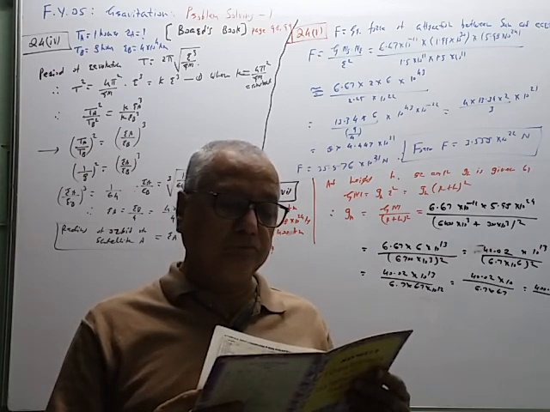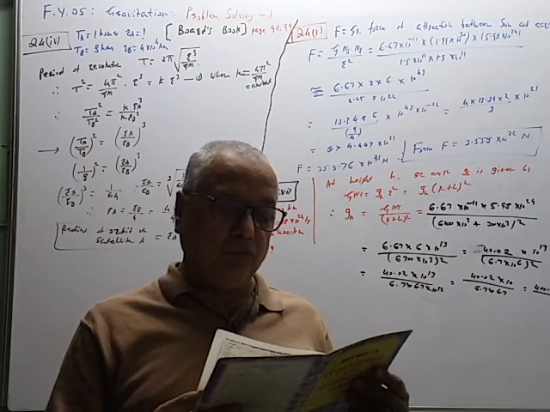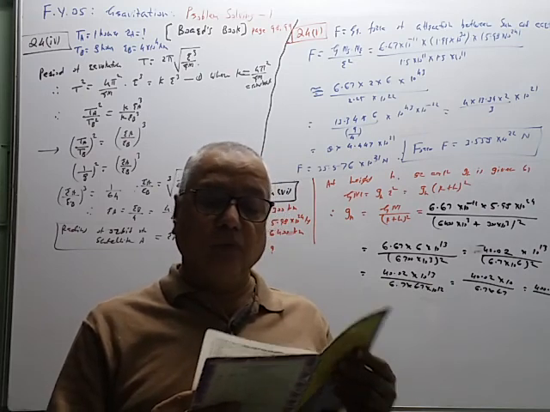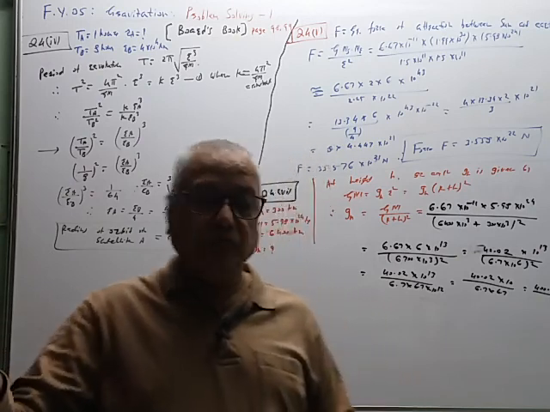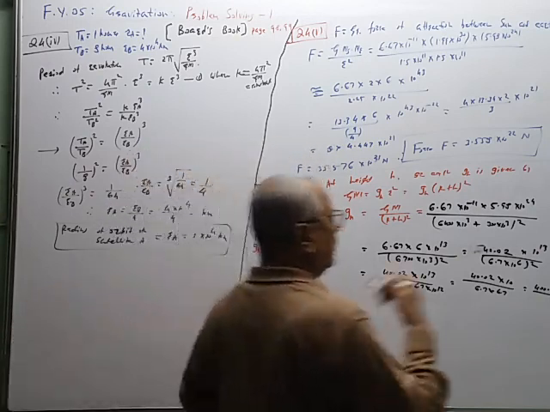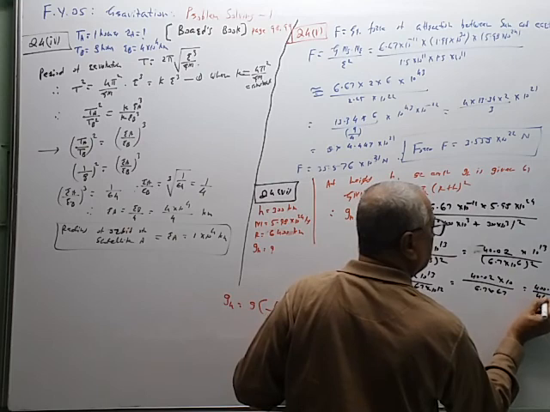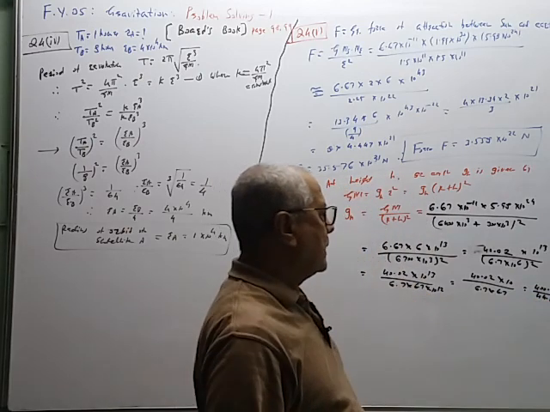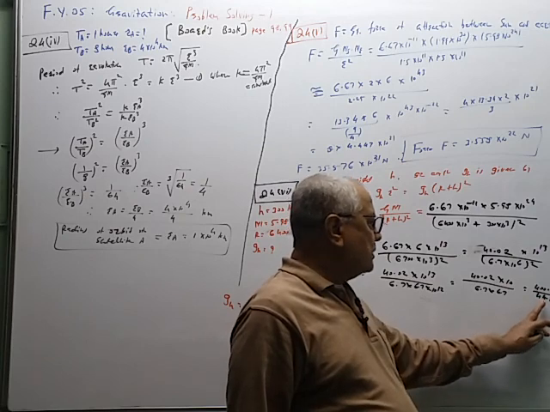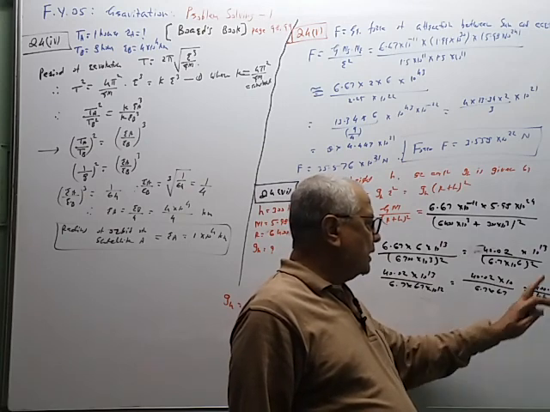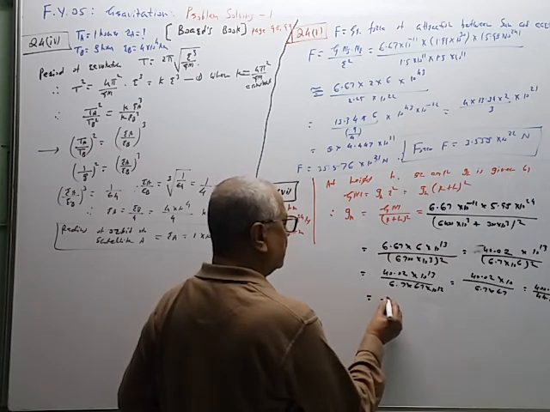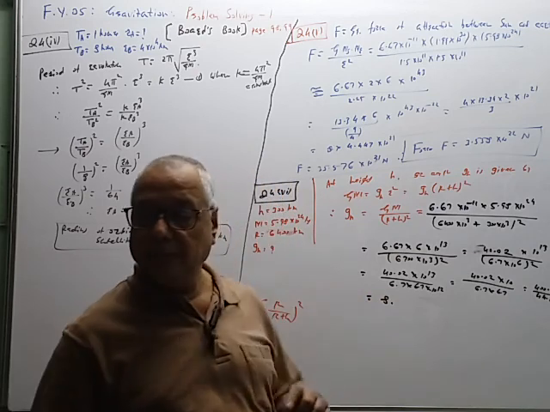6.7. So 6.7 squared is 44.89. So if it is 40, then answer will be nearly 10. So answer is less than 10. So I think answer will be something 8 point something.